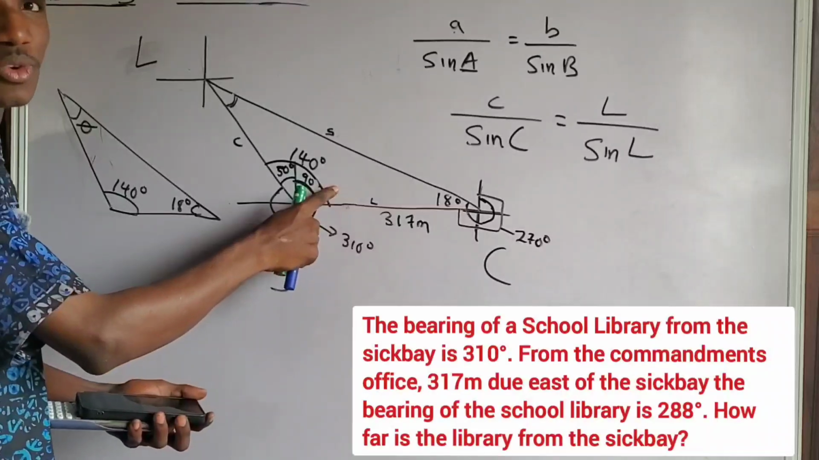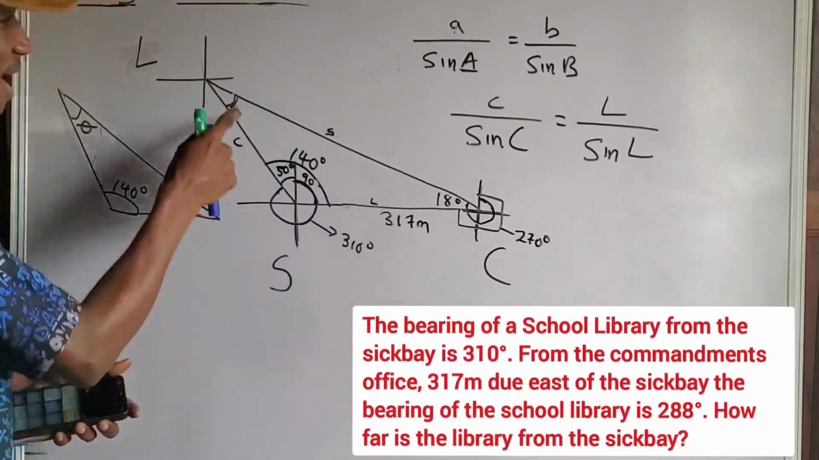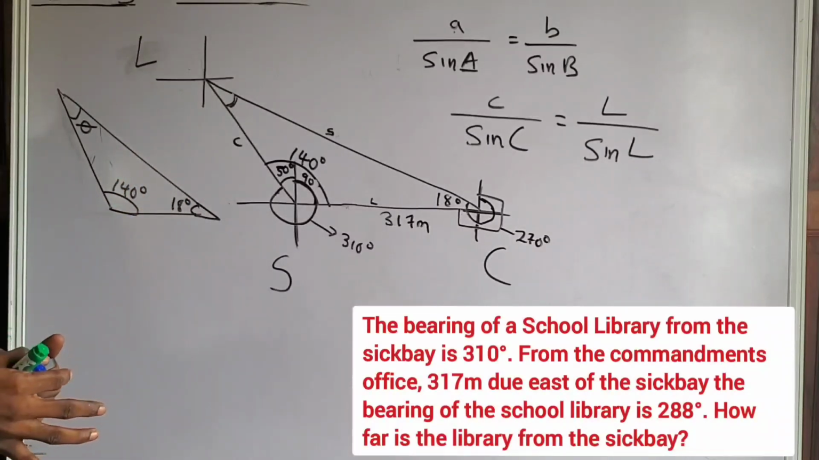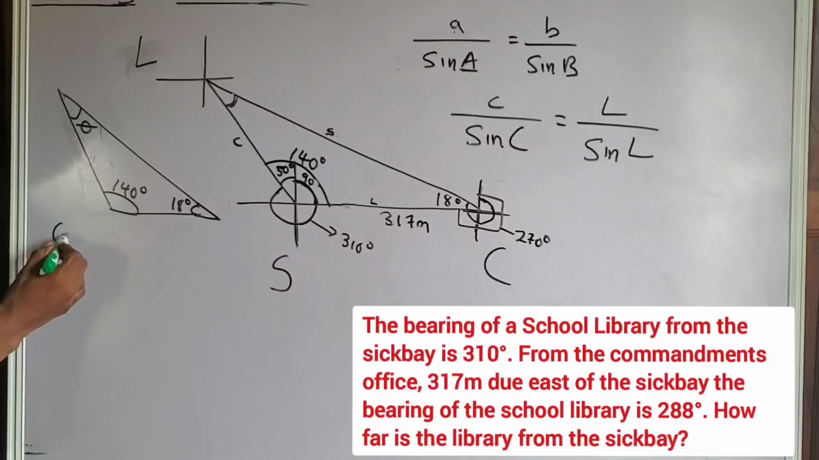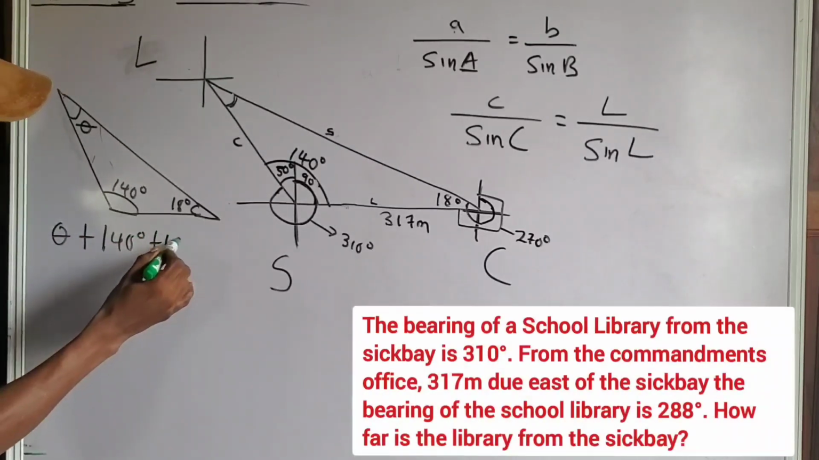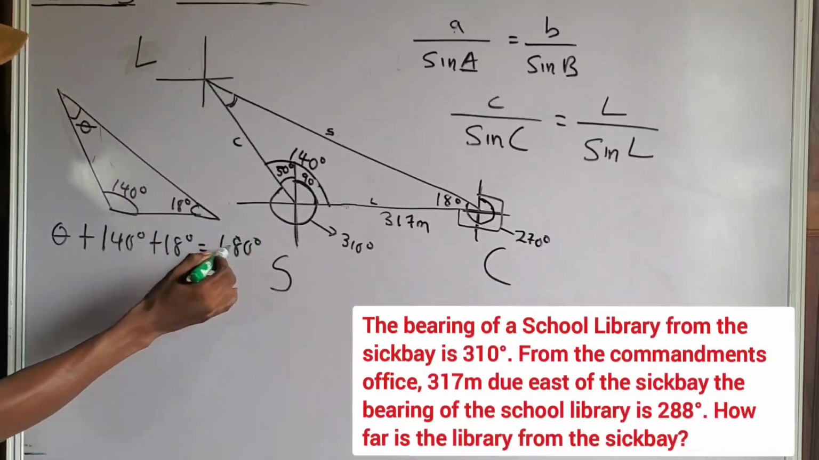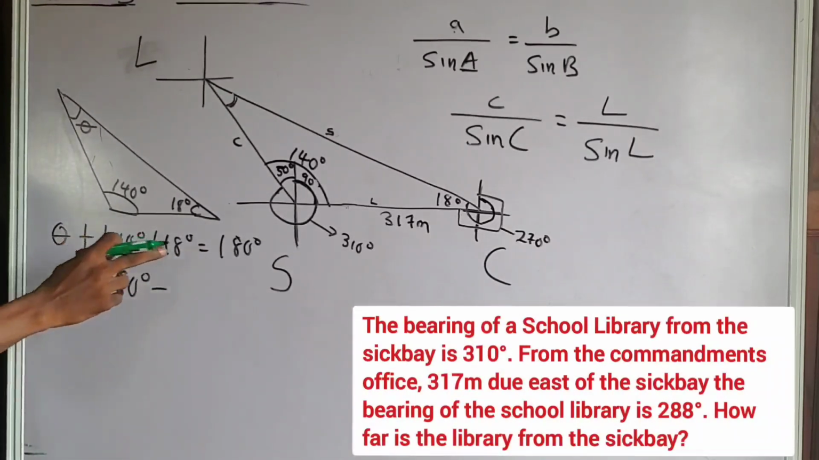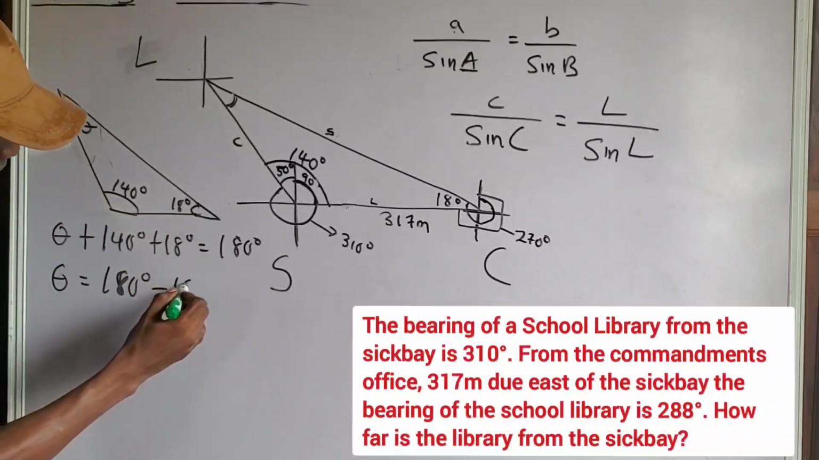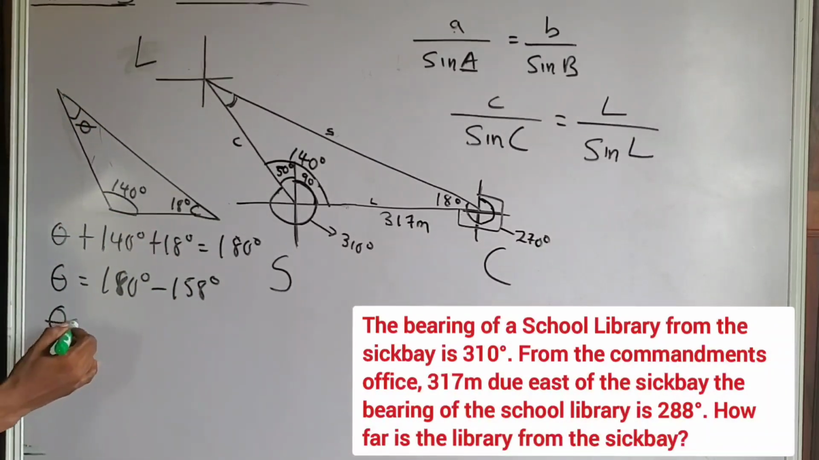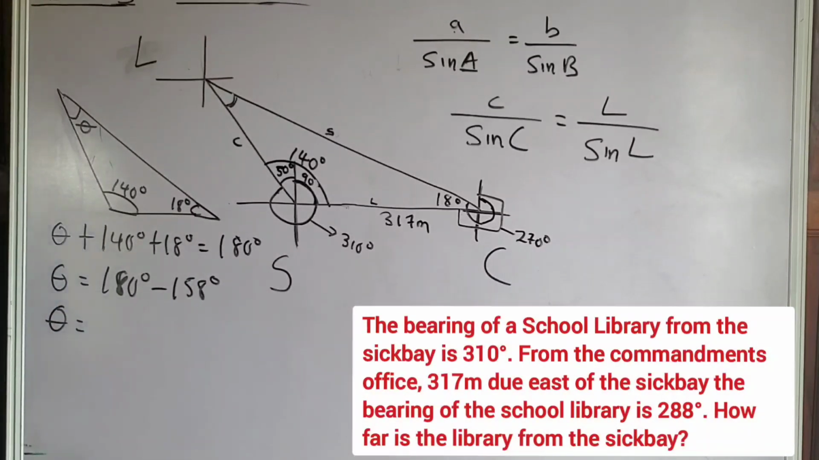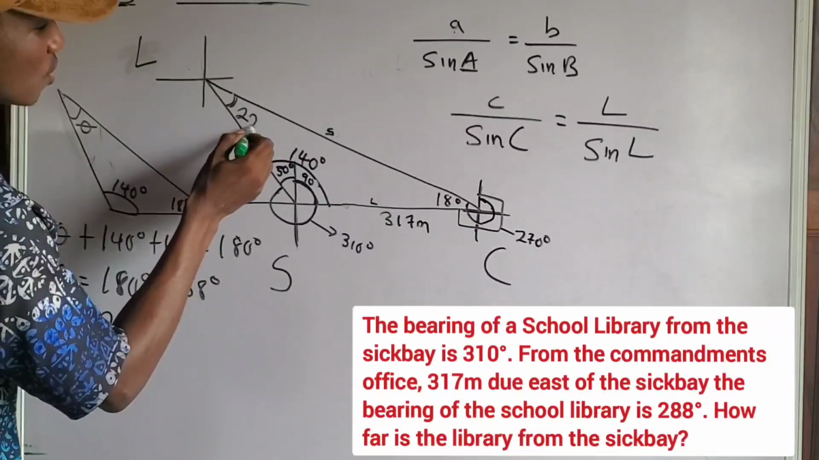And because I know that this angle is 140 degrees and this is 18 degrees, I can easily determine this angle using the sum of angles in a triangle. Are you getting it? So theta plus 140 degrees plus 18 degrees equals what? 180 degrees. Theta equals 180 degrees minus (140 degrees plus 18 degrees). That is what? 158 degrees. Theta equals 180 degrees minus 158 degrees. That is 22 degrees. So the angle here is 22.